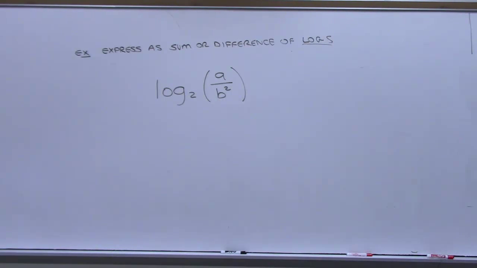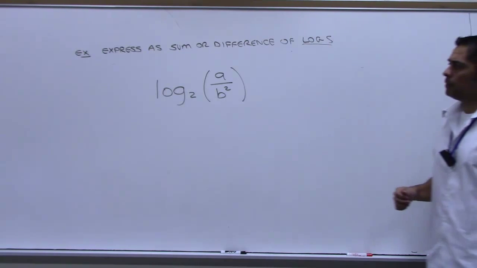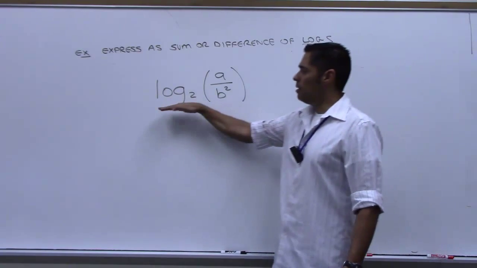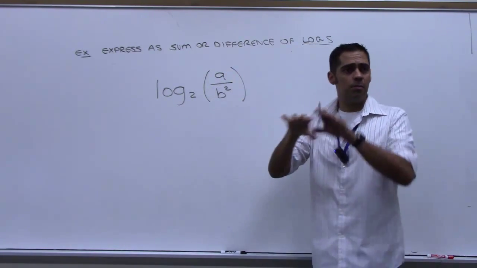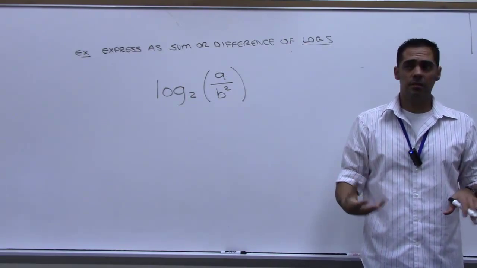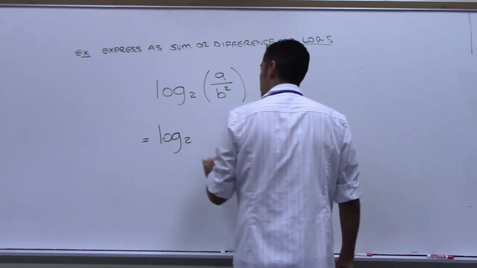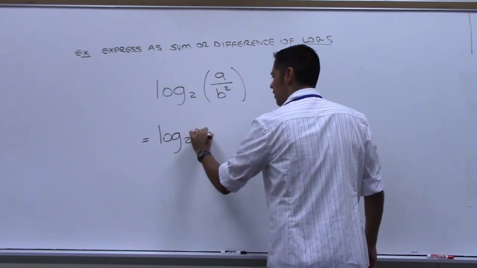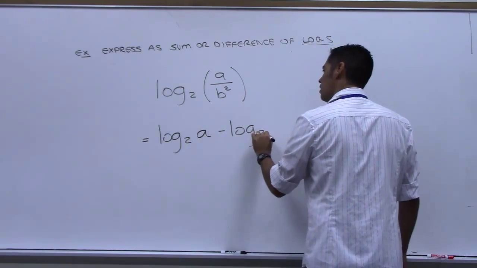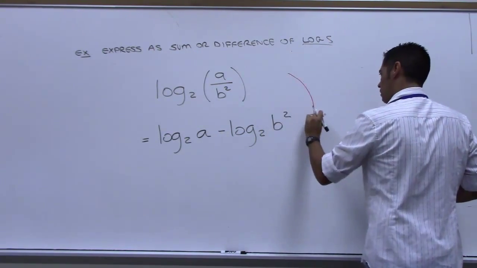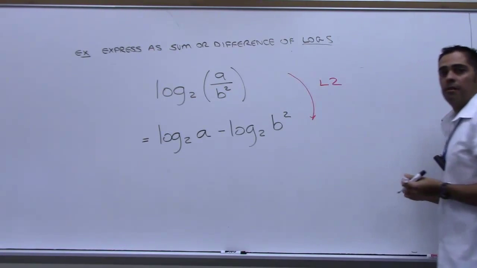Yes? Would be log base 2 a plus log base 2 b squared. Minus, because we have division. Yes. So we are actually going to be using the second property of logs that says if you have a log with division inside, this can split up into two logs with subtraction. Yes? So this becomes log base 2, and which one came first? The a, and then minus log base 2 of b squared. And so from that step to this step, use the logarithm formula 2. Yeah?